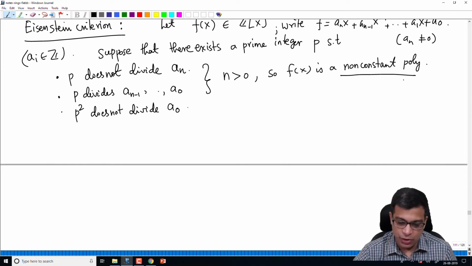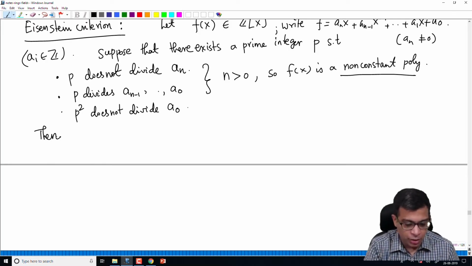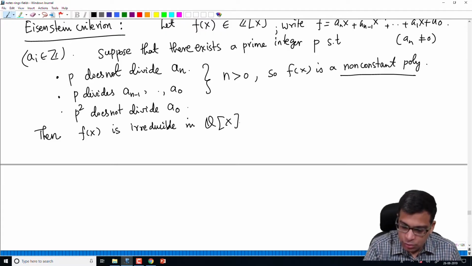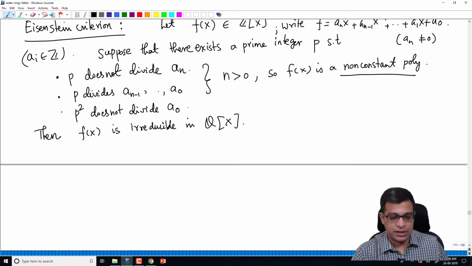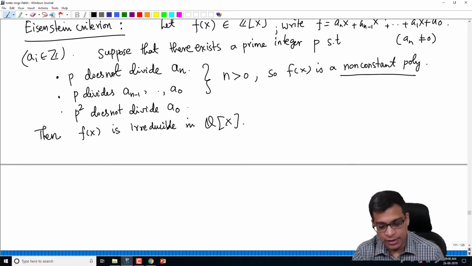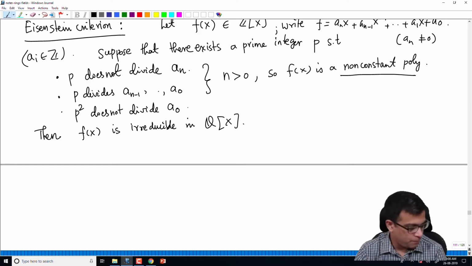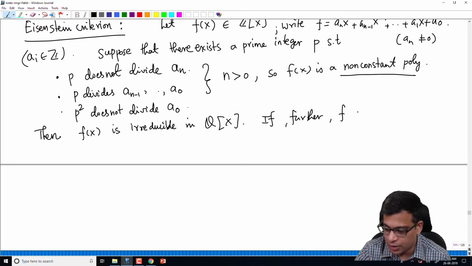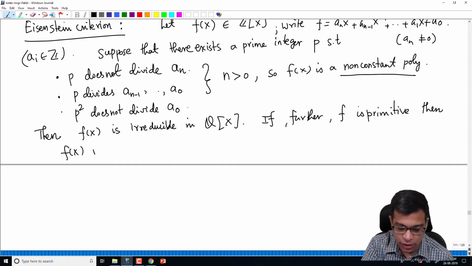If this happens, what is the conclusion? Then we can immediately say that f(x) is irreducible in Q[x]. That is the conclusion of Eisenstein criterion, not that it is irreducible in Z[x]. However, if we also know that f is primitive, then f(x) is irreducible in Z[x] also.